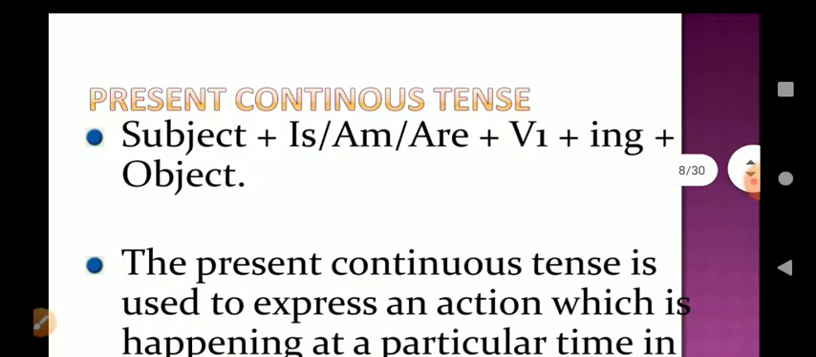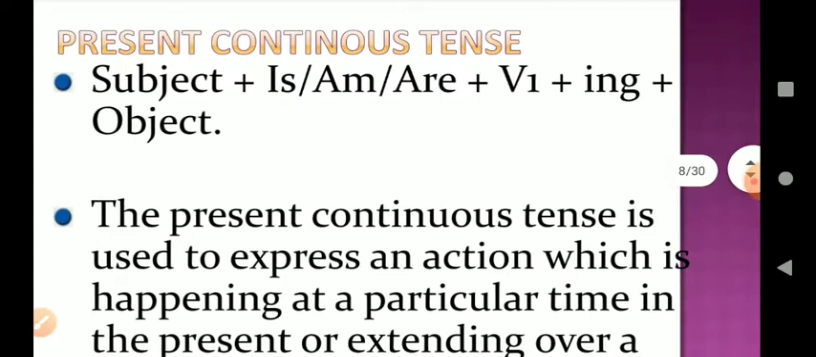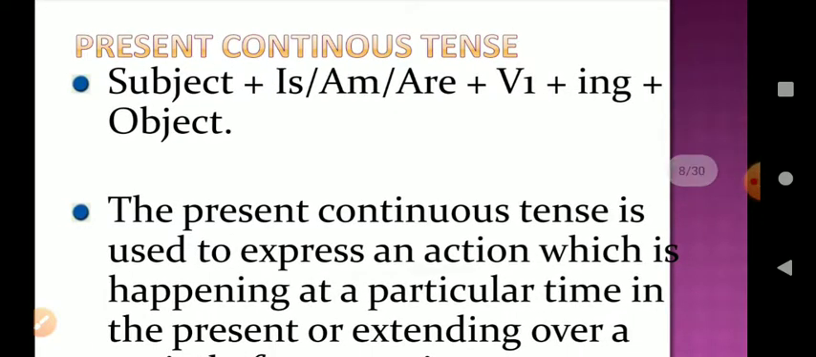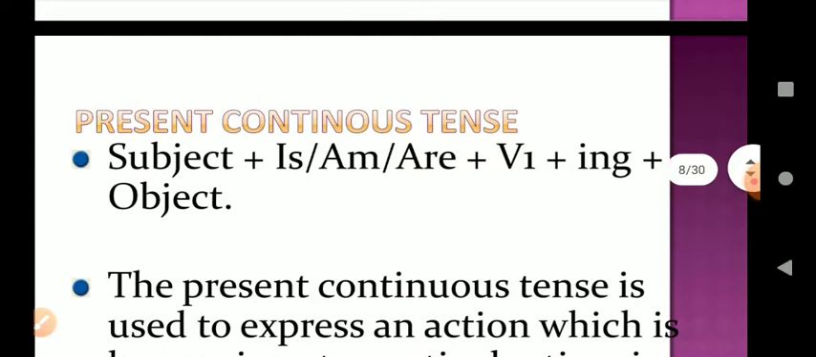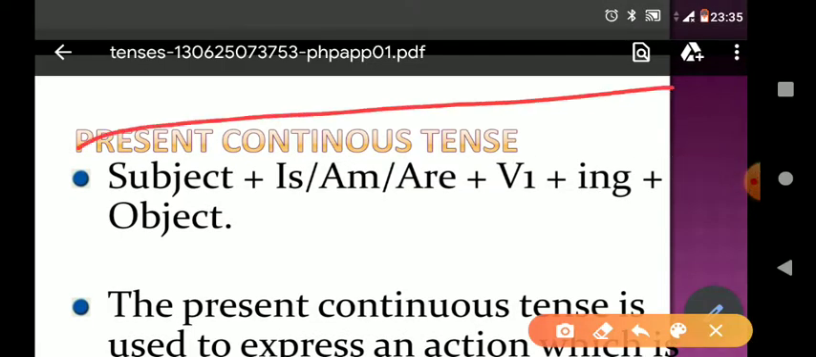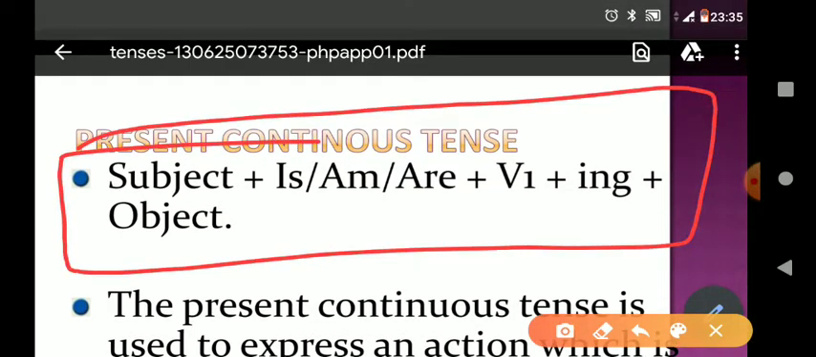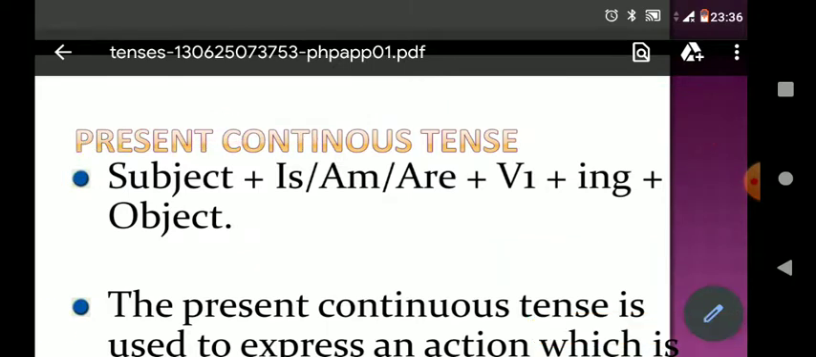Now second is present continuous tense. We are speaking about present tense only right now, and the second subtype of present tense is present continuous tense. Now what is the rule of this? You are seeing here: subject plus is/am/are plus v1 plus ing plus object. Here v1 plus ing is written, but it's also known as v4, meaning the ing form of verbs.